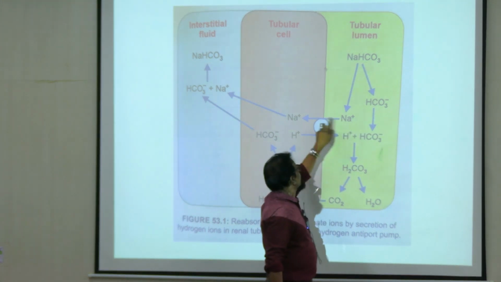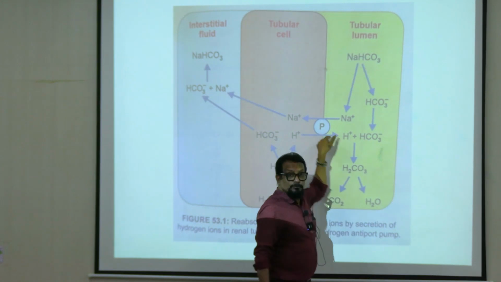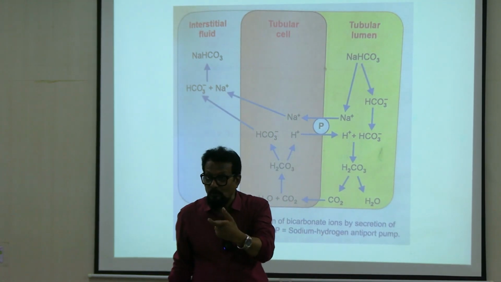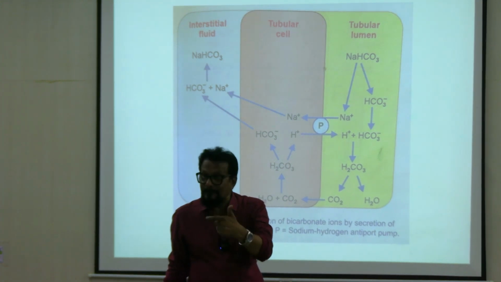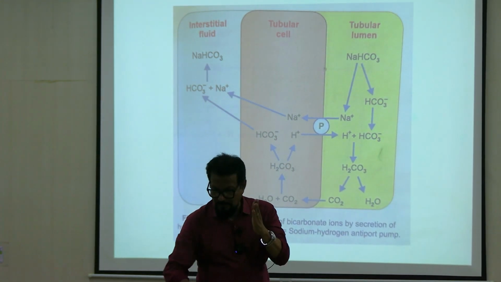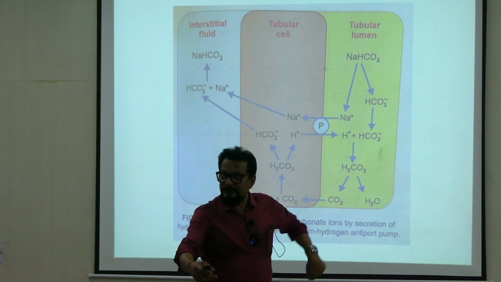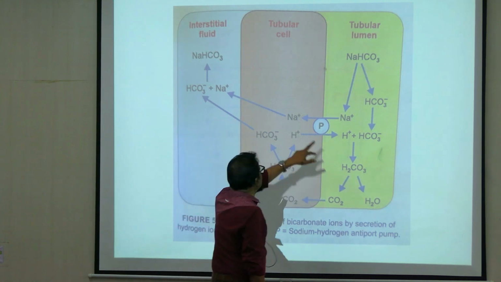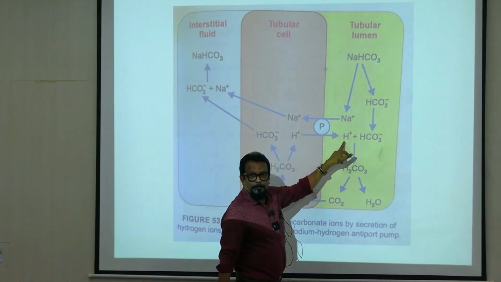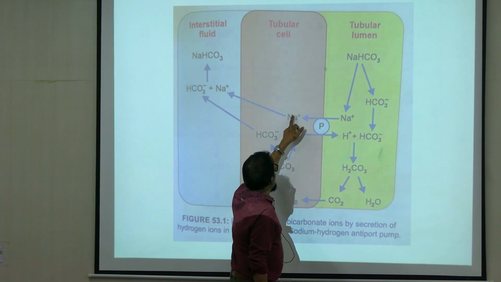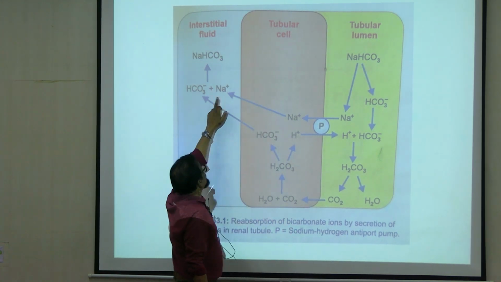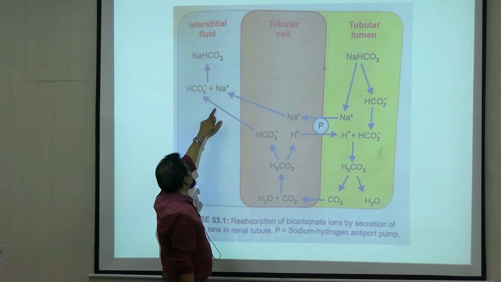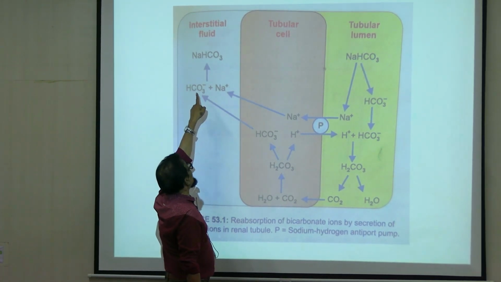Now this sodium, this is what? Sodium, hydrogen, antiport. So with this antiport, sodium is entering and this hydrogen is going out. Now this sodium is coming out of the interstitial into blood, and bicarbonate is also coming out, and they again form NaHCO3.